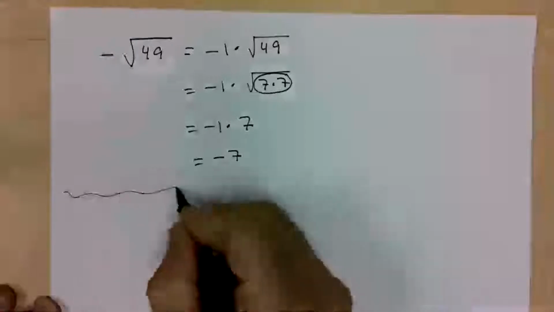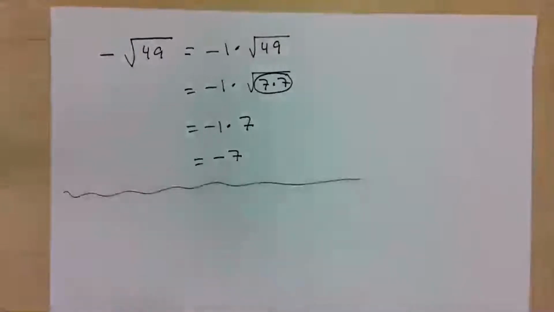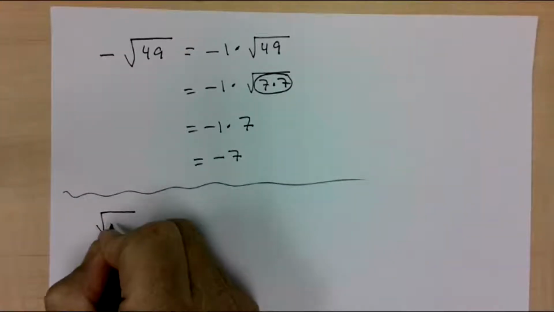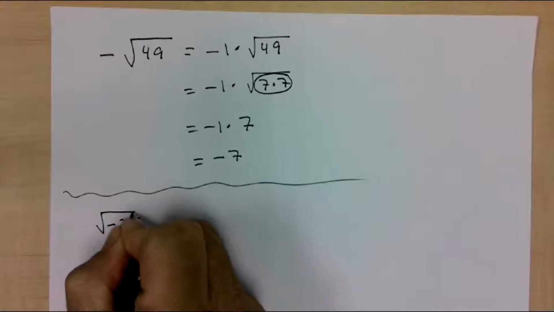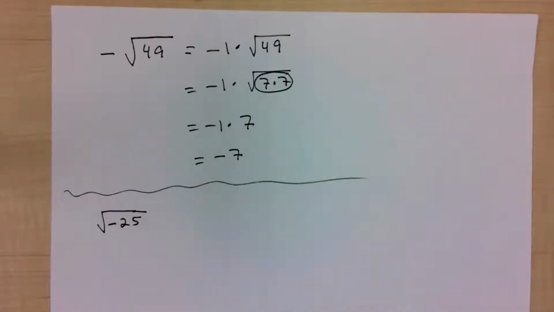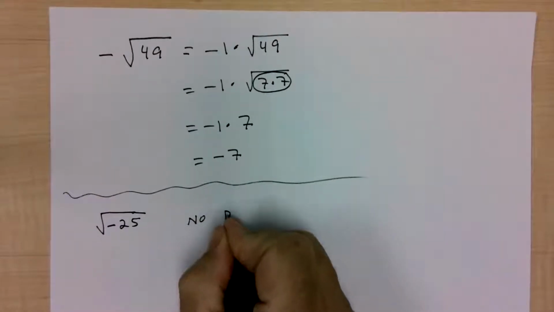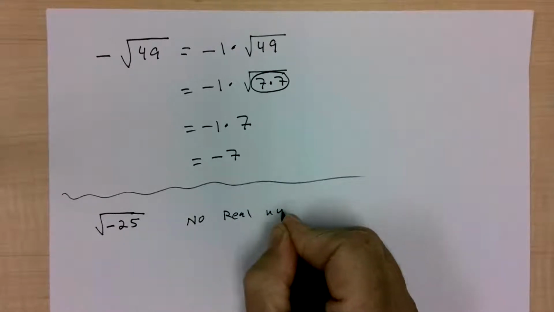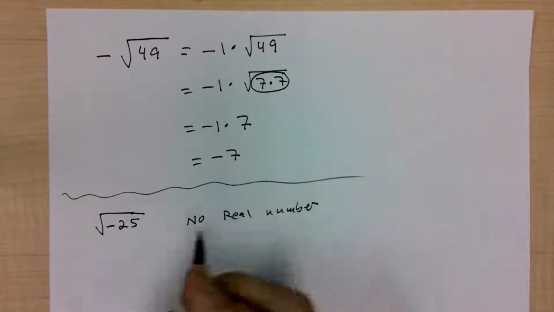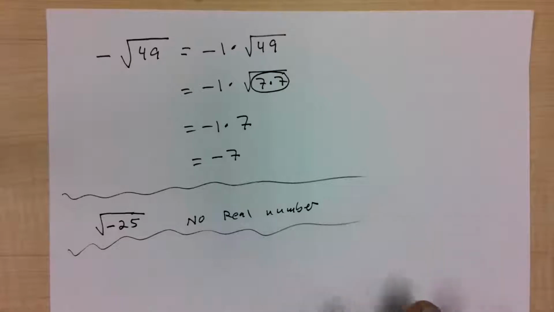But if instead I ask for the square root of -25, this is a problem. What number times itself is -25? Well, a negative number times a negative number is positive. A positive number times a positive number is positive. There is no number multiplied by itself that will give -25, at least no real number. So that's what we have to say, no real number. But if I go to a cube root of a negative number, we'll have one.